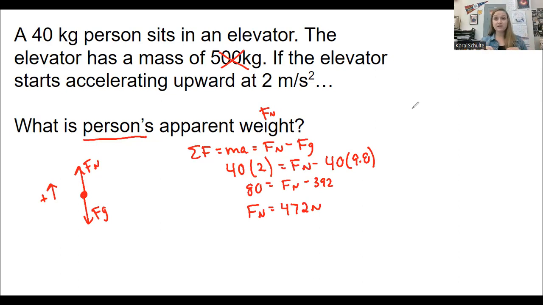So if I'm standing on my scale in an elevator and accelerating upward, my weight reads more than my gravitational force. So if I were to actually edit this force diagram, I would need this line to be longer because my normal force is greater than my gravitational force.